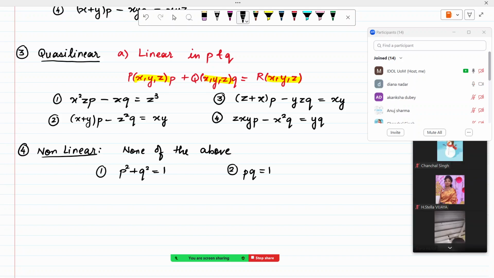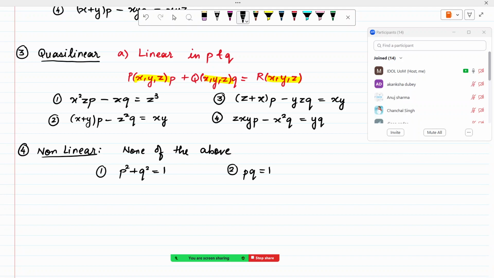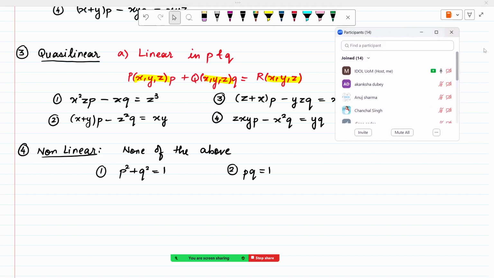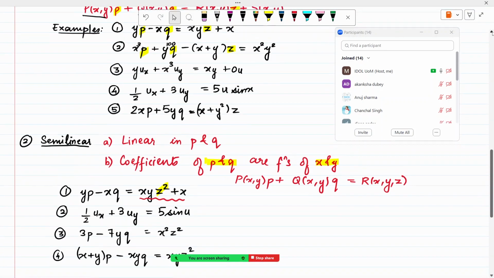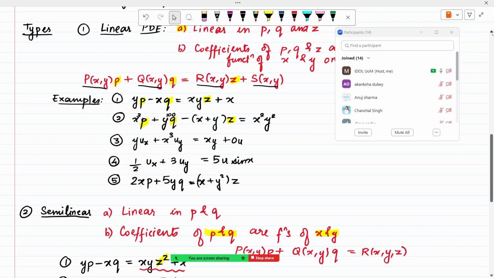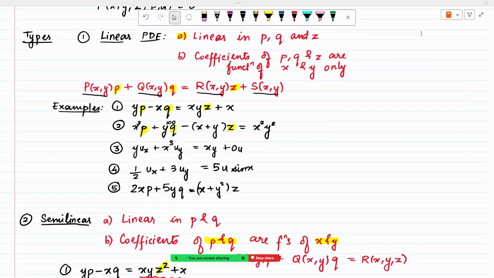Are the 4 types of partial differential equations clear? Type 1, they're linear in p, q and z, and the coefficients of all 3, that is p as well as q as well as z, were all having only functions of x and y. Okay, that was your linear. I'll take you back to the definition again. When we talk about linear, it's linear in p, q and z. Coefficients are only functions of x and y.